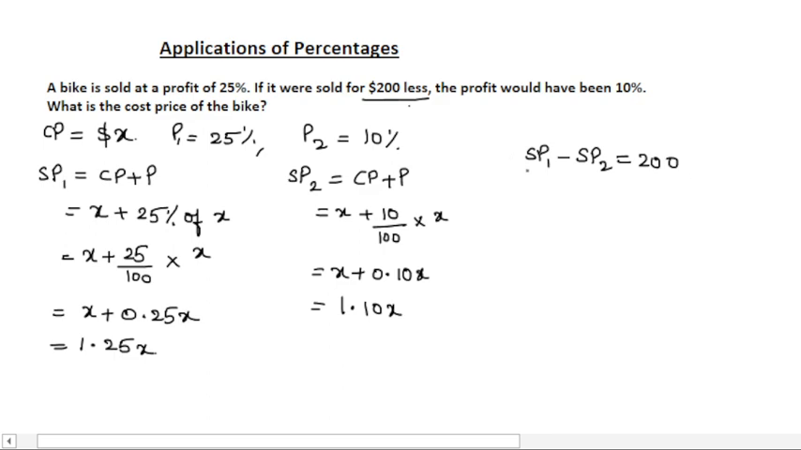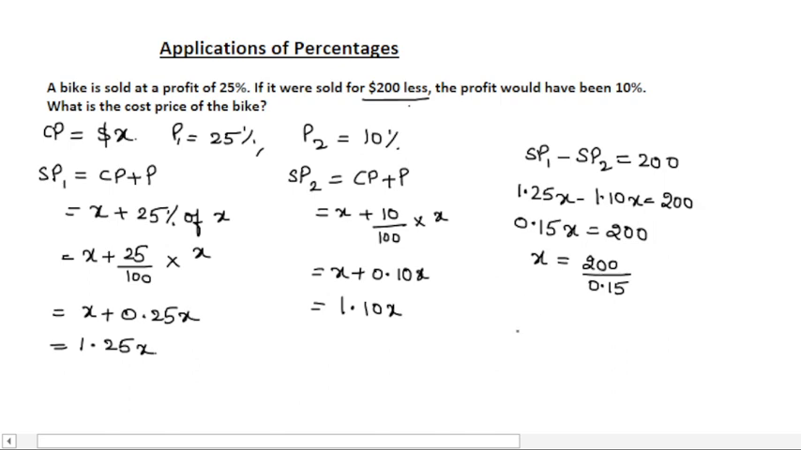I substitute the values. SP1, I substitute in its place 1.25 times X. In place of SP2, I substitute 1.10 times X, is equal to 200. I subtract it and I get 0.15 times X is equal to 200. Now 0.15 needs to be transposed to that side in order for us to calculate X. So since it is multiplying this side, that side is going to be dividing 200. I get 200 upon 0.15.